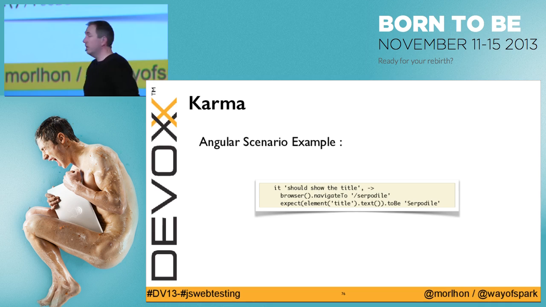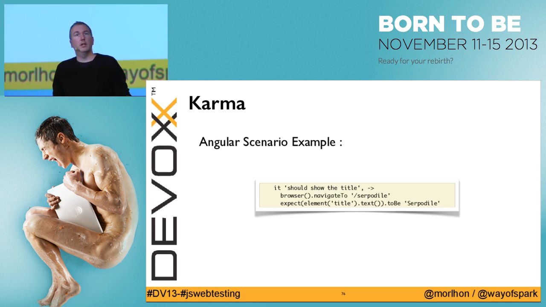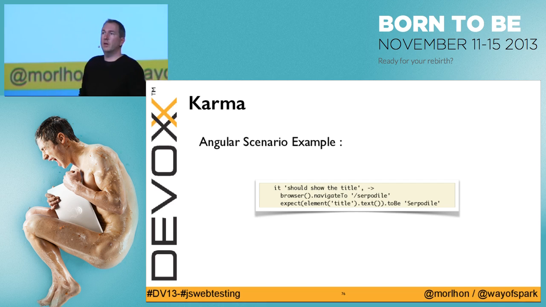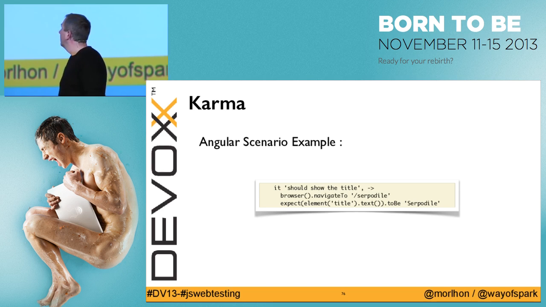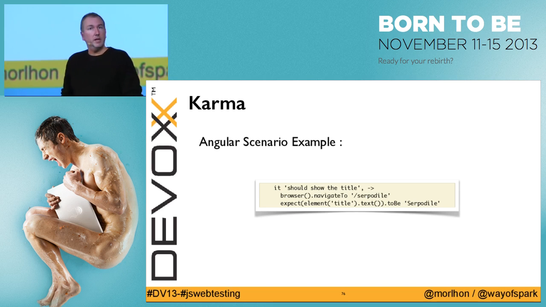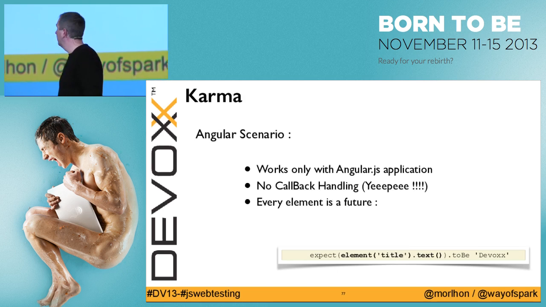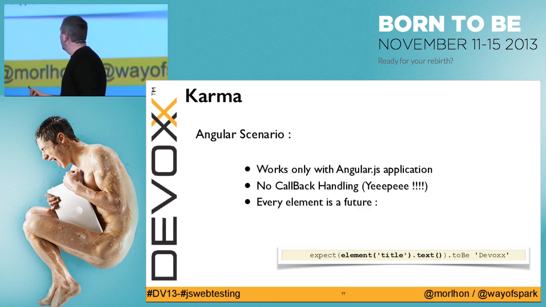So Angular Scenario gives you a browser object, and then you can do all kinds of stuff with this, right? You can navigate to a certain page, assert parts of the DOM, run things here and there, and it gives you the whole end-to-end API. But it's only available for Angular. So if you're doing something with Backbone or anything else, well, you're stuck, right? You have to use something else. At least Angular Scenario can't help you for that. So it works only for Angular.